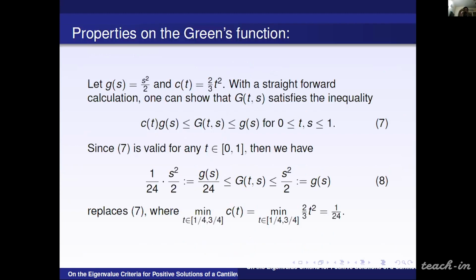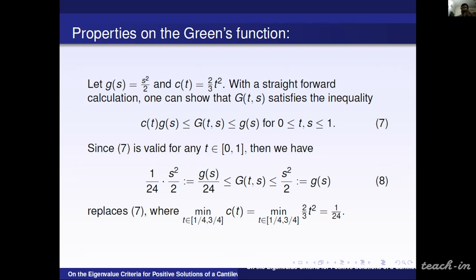So if you see the properties of the Green's kernel, if I assume g(s) equal to s square by 2, and c(t) equal to 2t square by 3, a straightforward calculation gives the property 7: c(t) g(s) less than or equal to G(t,s) less than or equal to g(s). That works for all t and s in [0,1].